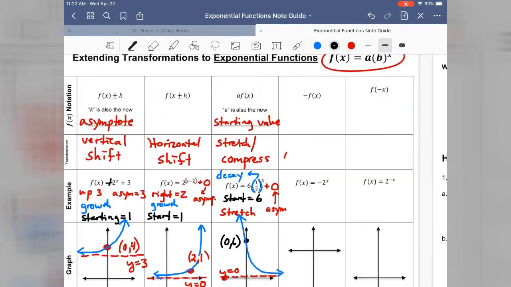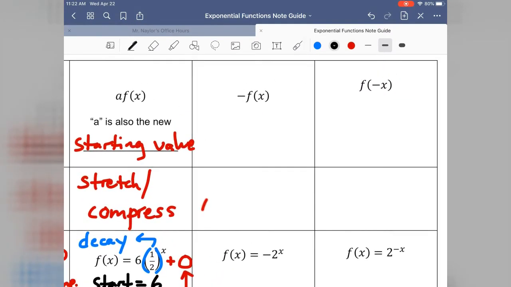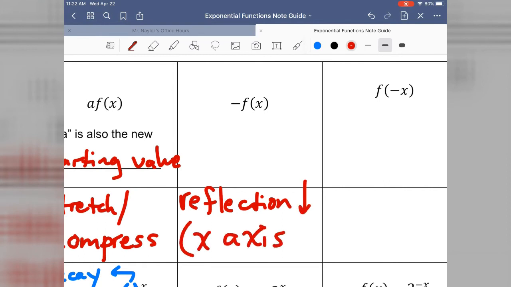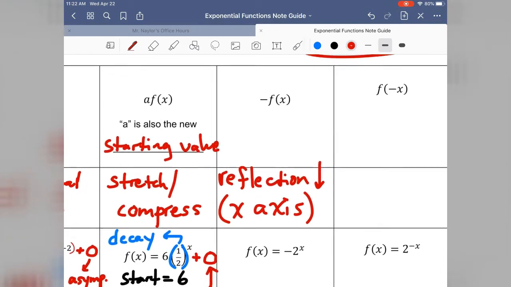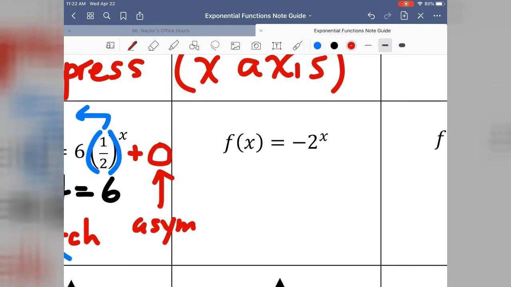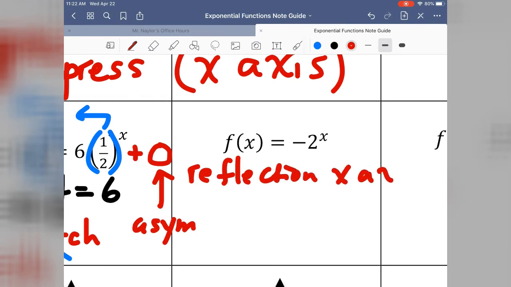Now, if you put a negative sign in front of a function, that is always going to cause a reflection. It's always going to cause a reflection down. And we like to say that that would be the same as reflecting over the x-axis. So what's an exponential function going to look like with a negative sign? Well, first we see that it's in front of the function, and since it's in front of the function, we have a reflection. We definitely have a reflection down over the x-axis.